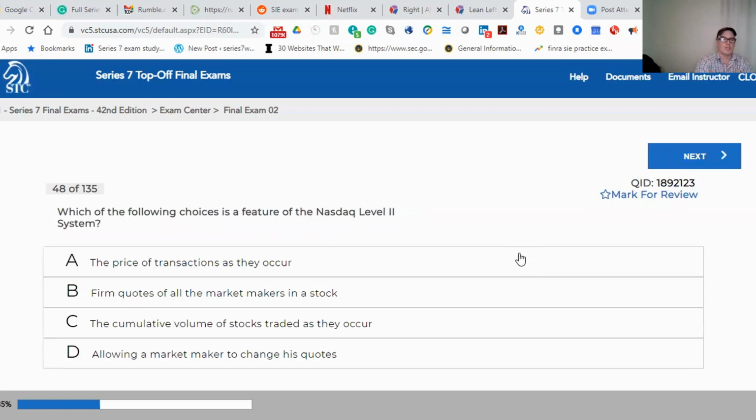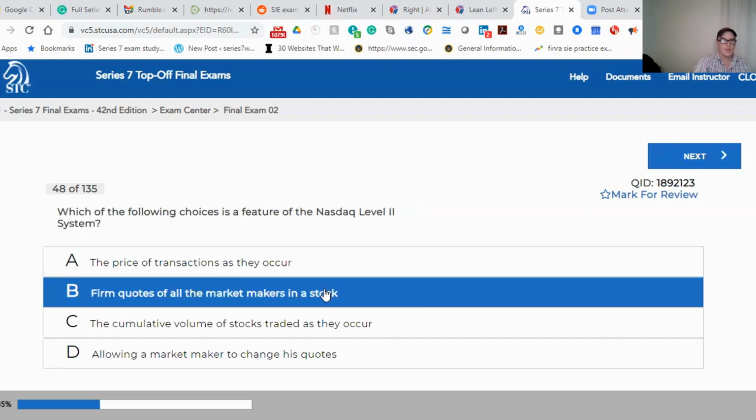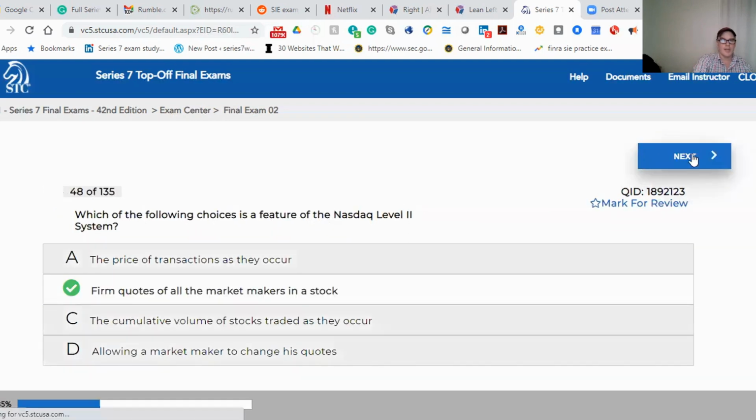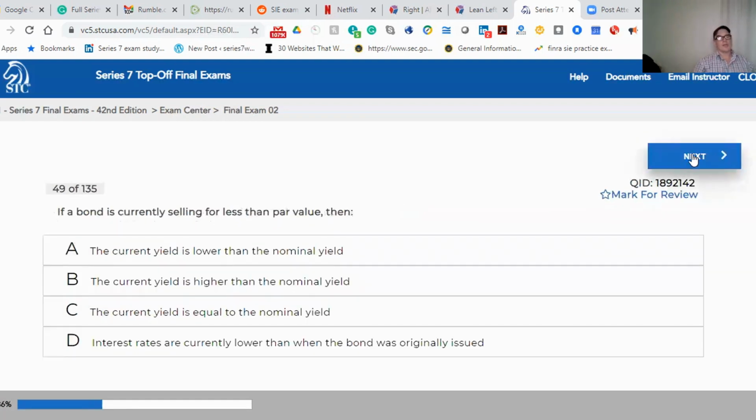Which of the following choices is a feature of the NASDAQ Level 2 system? Okay, so Level 1 shows bid and ask. Level 2 shows all the backup bids. Level 3 is the same thing, but you can enter quotes. So this is Level 2. The price of the transactions as they occur. Firm quotes of all market makers in a stock. Cumulative volume. Allowing a market maker to change his quotes. That'd be Level 3. So let's say it's firm quotes of all the market makers. It shows all the bids and asks. That's my game. That's what I did for 20 years.